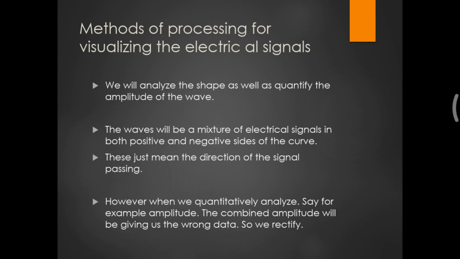But when a computer has to analyze it, it doesn't know the difference between the two. What it takes is that the one above is considered positive, the one below is considered negative, and when it adds them up together, we will get no wave at all. So this is a problem in quantitative analysis. The combined amplitude will give us wrong data, so we rectify.